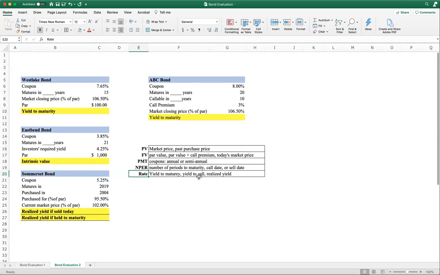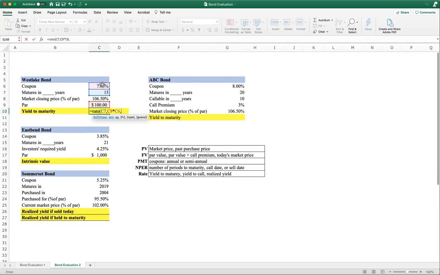Yield to maturity, yield to call, realized yield, they are all rates of return. Rate of return for investors, rate of cost for the issuers. So we're going to use RATE to calculate that. First, the number of periods is 15 years to maturity, and the payment is going to be par multiplied by the annual coupon rate, right?